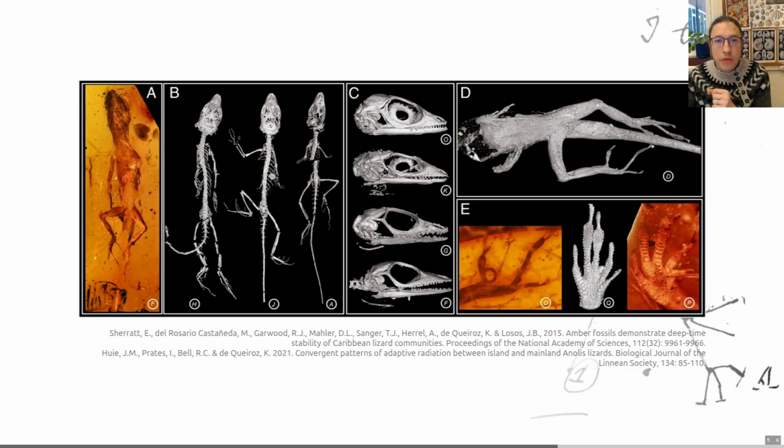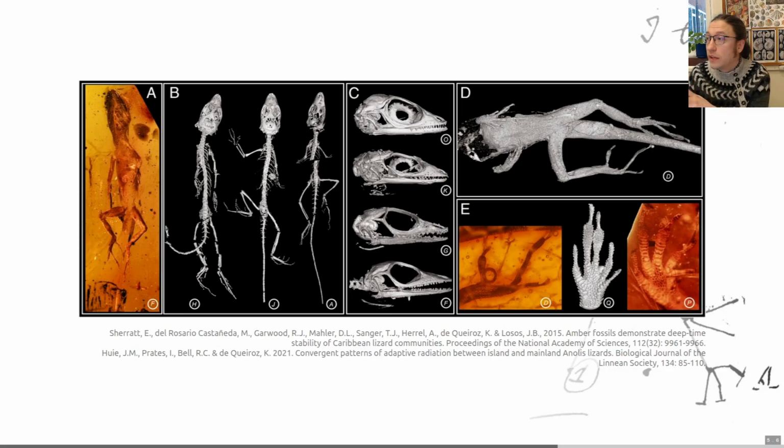So the first paper that I cite here, Sherratt et al. from 2015, looks at this radiation and adds fossils to the mix. It's based on Hispaniolan anolis lizard ecomorphs, so that's Haiti and the Dominican Republic. Before this paper was published, these lizards had a very poor fossil record. There were only 3 known species. This paper added 20 new fossils to that count and used CT scanning to describe these new species.